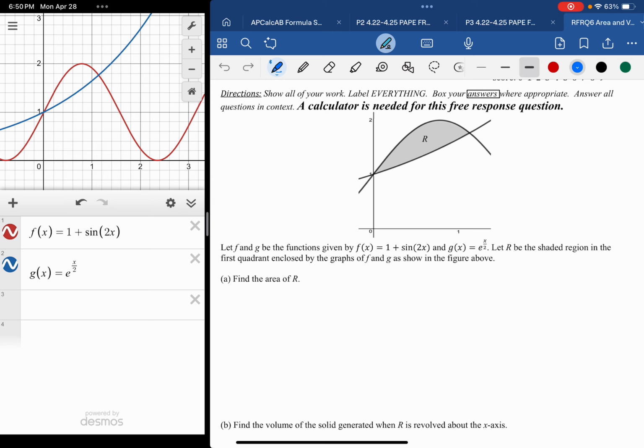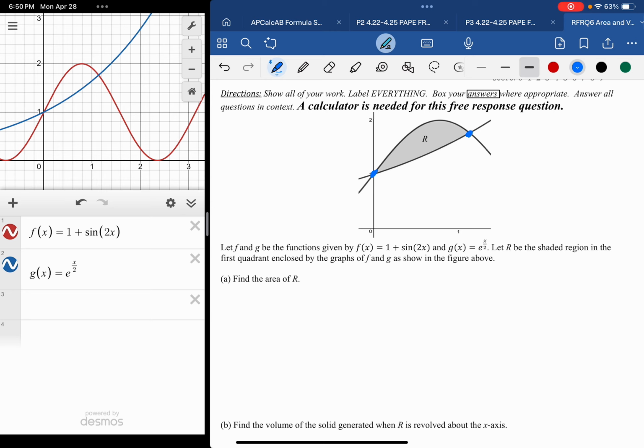Let's see. Let f and g be the functions given by that and that. Let R be the shaded region in the first quadrant enclosed by the two graphs of f and g as shown in the figure above. So we have a point right here. We have a point right here. The first question says, find the area of R.